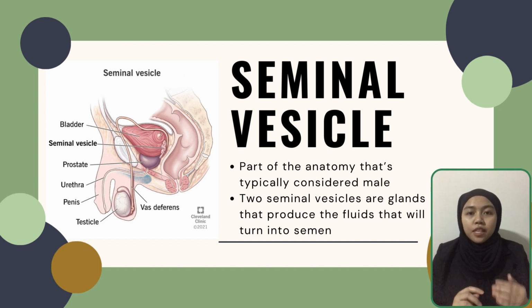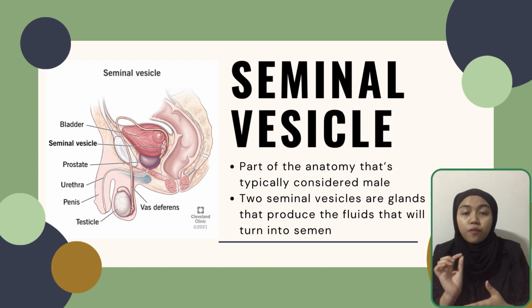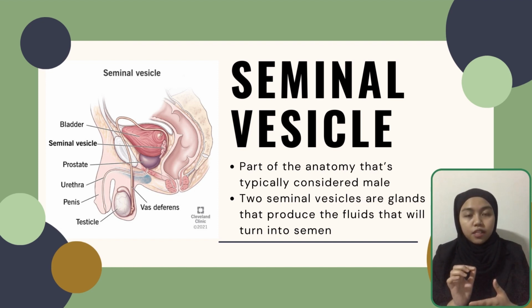The seminal vesicles are located behind the bladder and in front of the rectum. The tip of the vas deferens is near the vesicles. Seminal glands are like bags or pouches that have blood vessels and nerves within them.